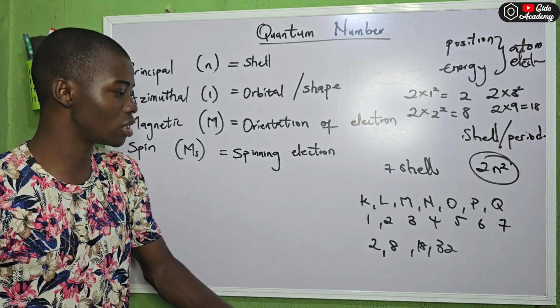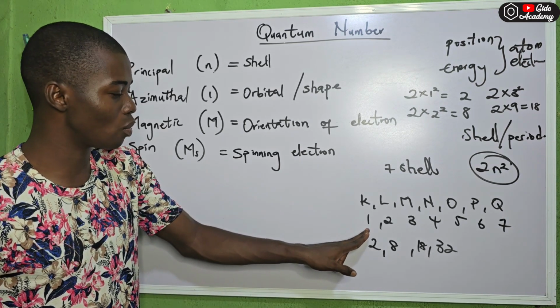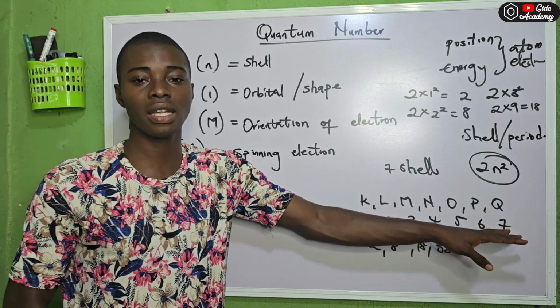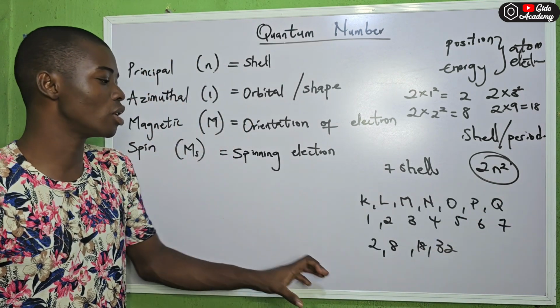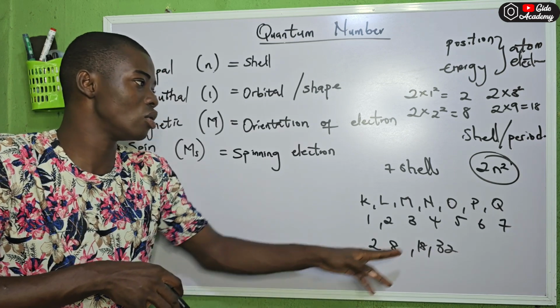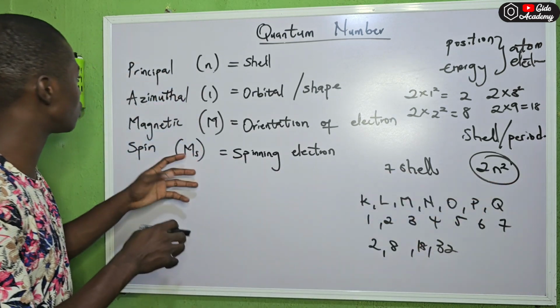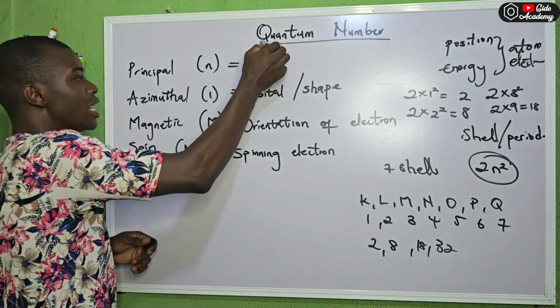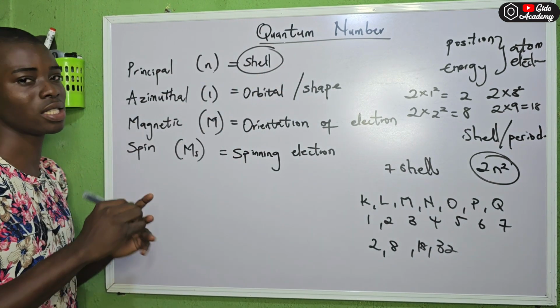So please take note of this. This n here will be 1, 2, 3, 4. That's the value of n for the shells. But for the number of electrons a shell can accommodate, you use this formula. So that's to say the principal quantum number explains everything about the what? The shell. As simple as that.